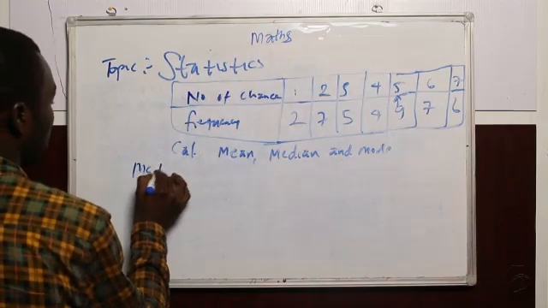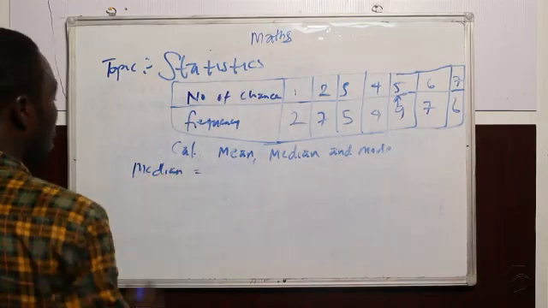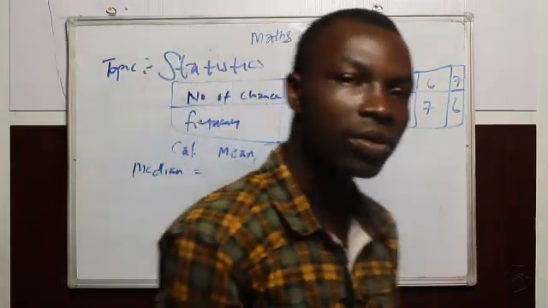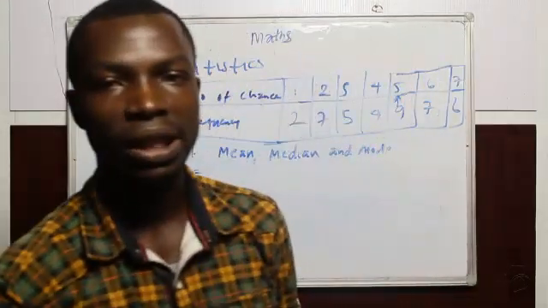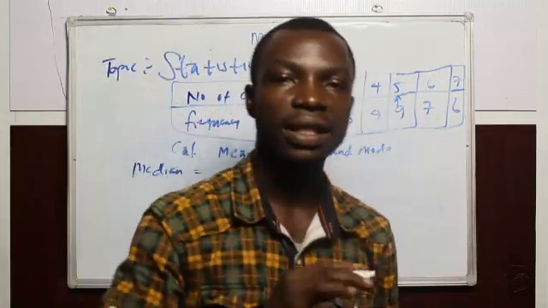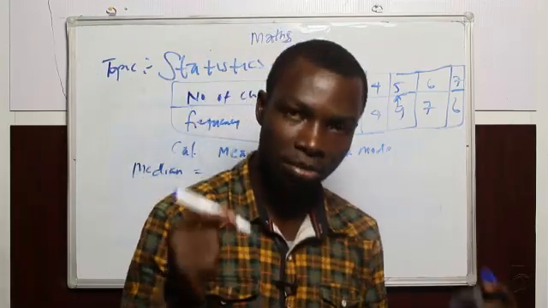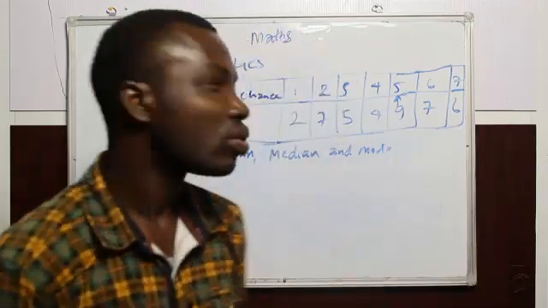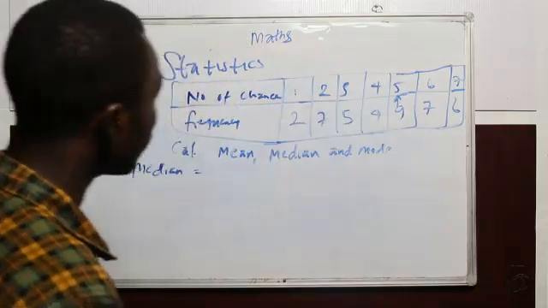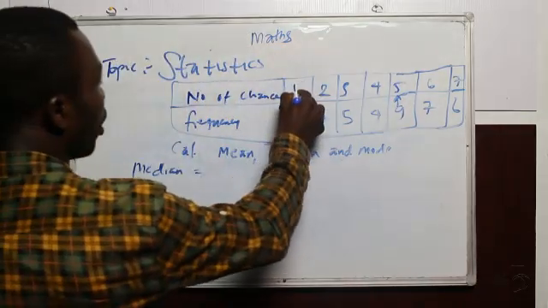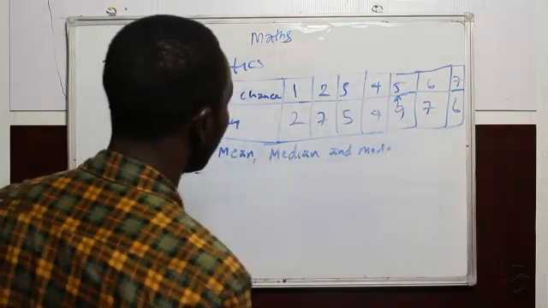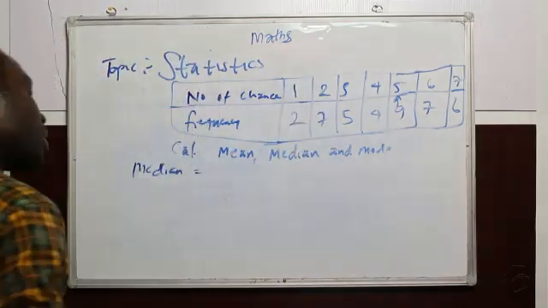Median. When they say median, it is called middle. Median, middle. That is, in a set of given data, the middle number is called the median. Now, pertaining to this question on the board, you discover that 1 occurs in 2 places, and 2 occurs in 7 places.